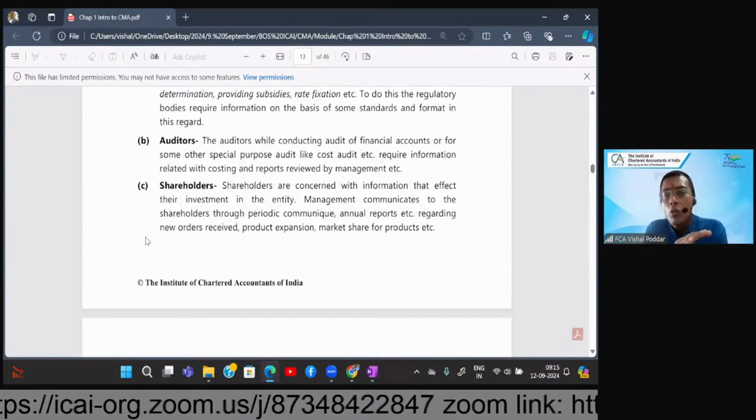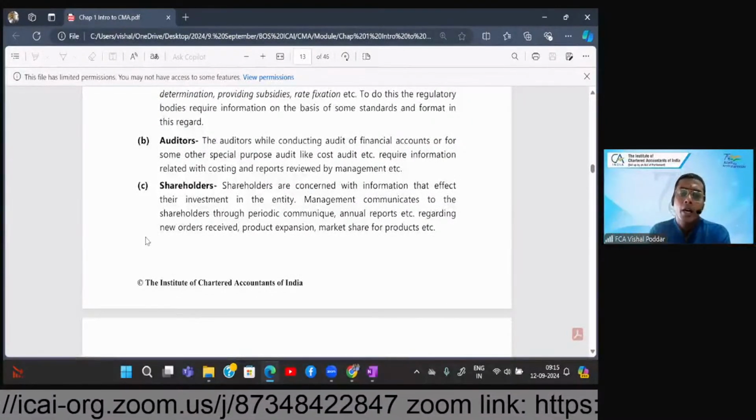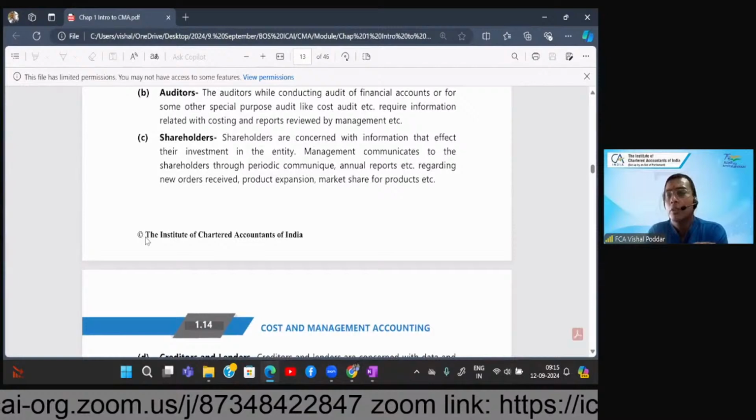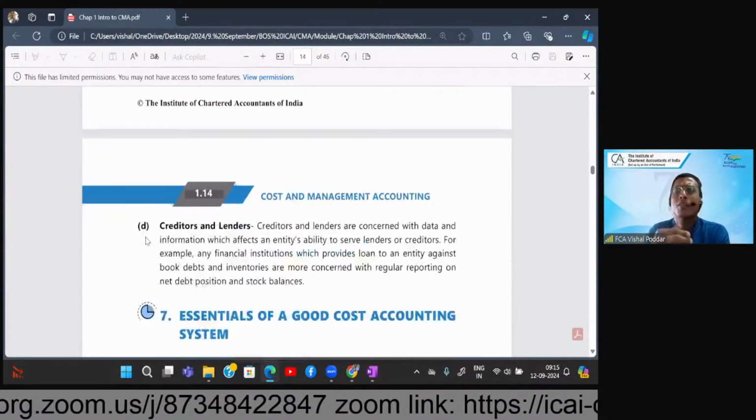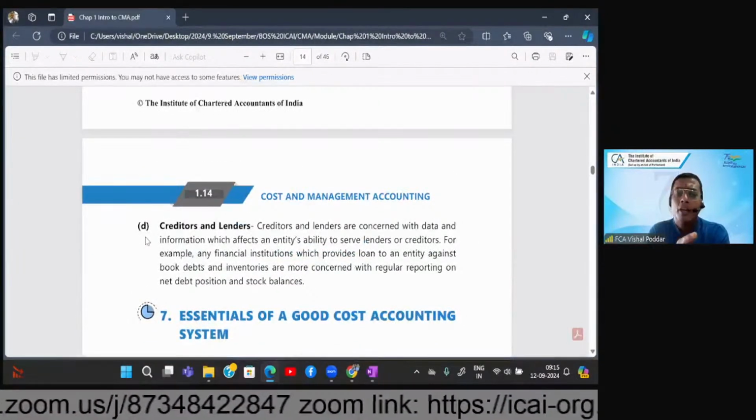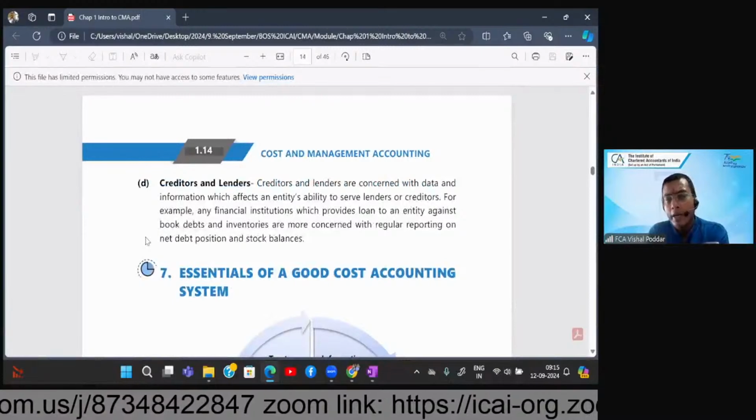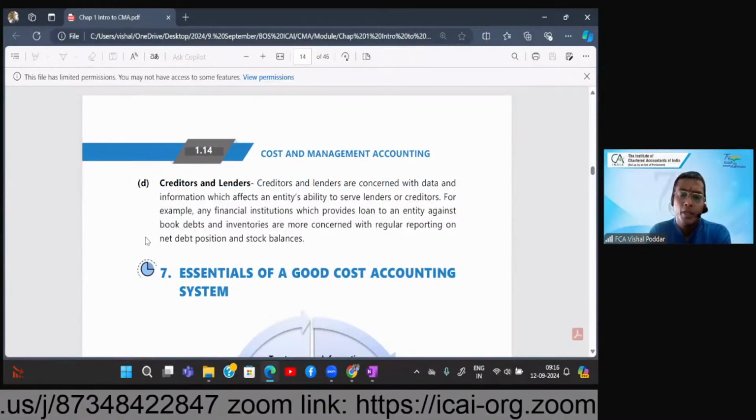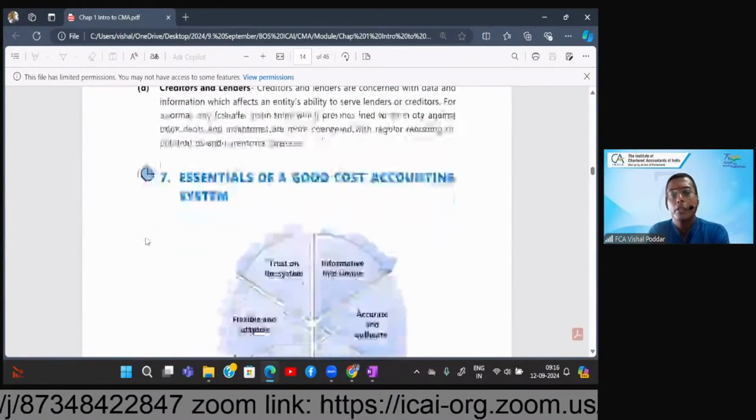Shareholders, we generally do not share our cost data and management data with the shareholders because it is not required. Yes, we may share some reports for their reference, but our entire cost data is not shared. And for creditors and lenders, again, it is not shared. So cost data is not shared with these people.